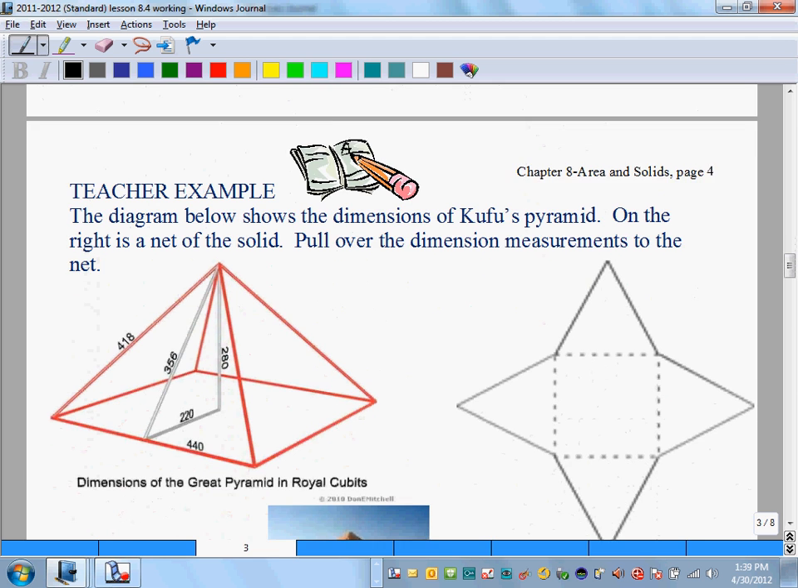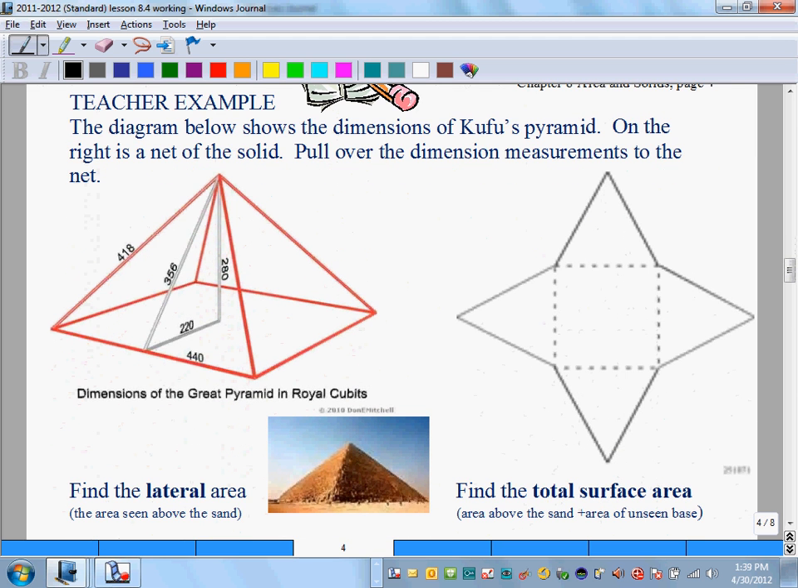Ready? Here is Khufu's pyramid. These are the actual dimensions, and the units here are all in feet, so just put a FT there to remind yourself. I've given you a partial net. I want you to pull all the dimensions from here on the left over and make a net. Go.